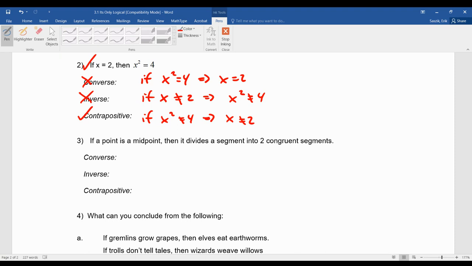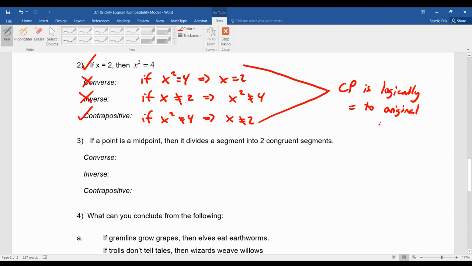The contrapositive is logically equivalent to the original statement. Okay? In other words, the contrapositive is saying the exact same thing as the original statement. So if the original statement is true, the contrapositive would be true. The contrapositive is saying the exact same thing.